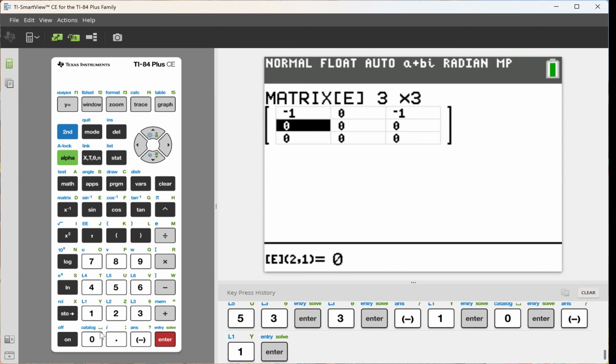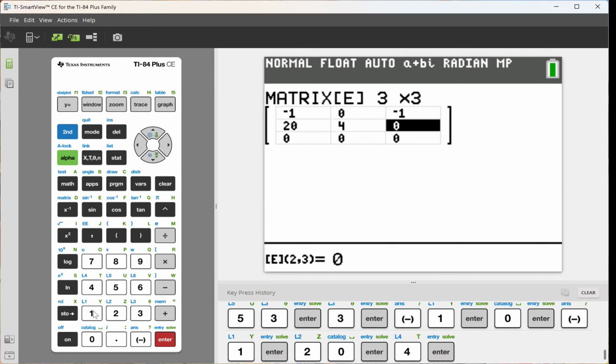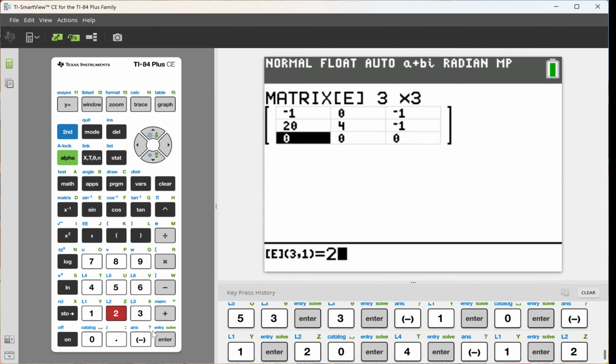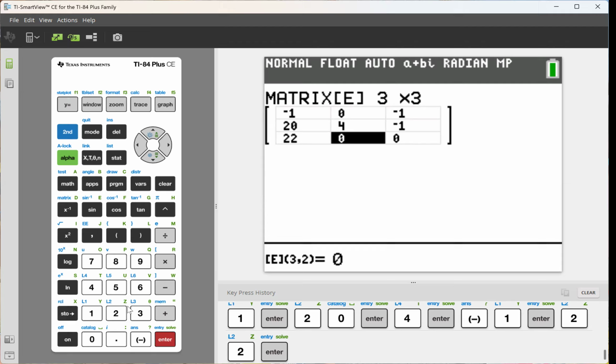20 was the constant in the second equation. 4 is the coefficient on y. -1 was the coefficient on z. 22 was the constant in the third equation. The coefficient on y was 5. The coefficient on z was 0.